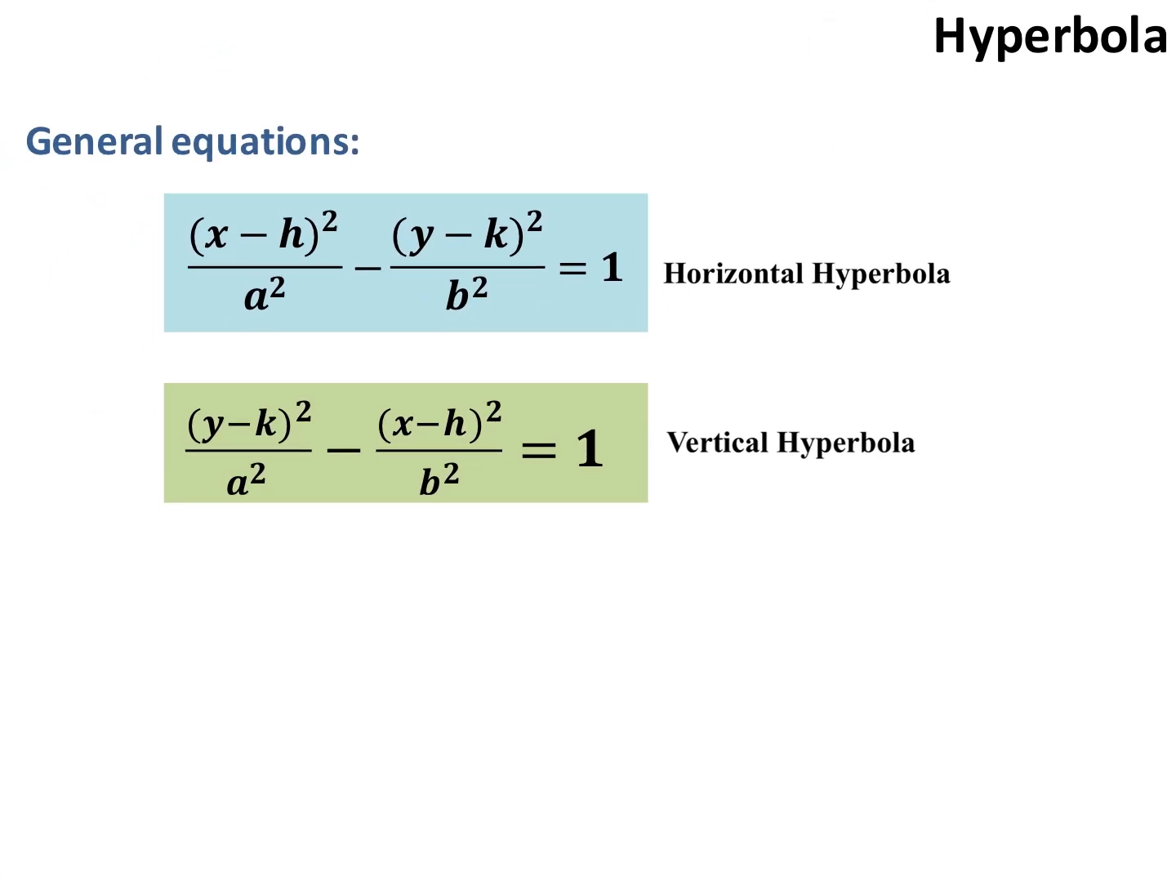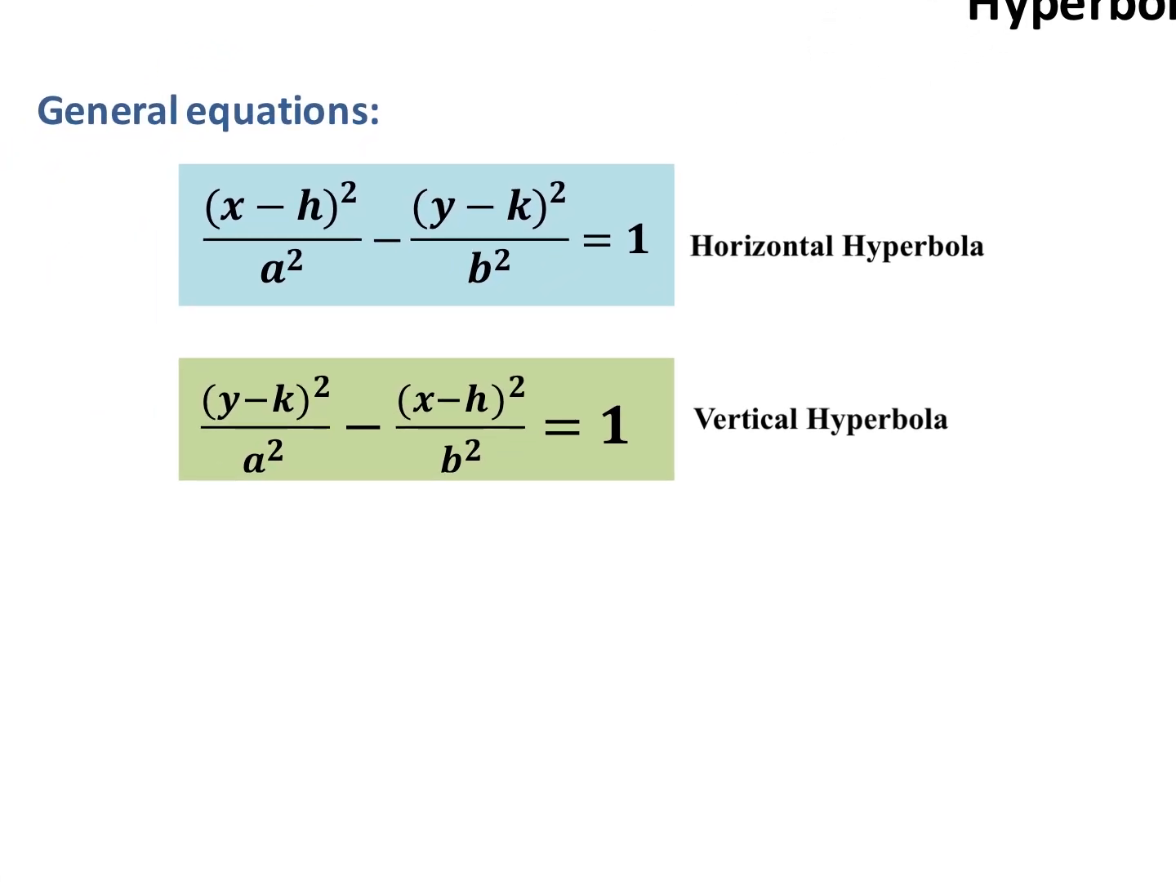There will be two hyperbola equations that we'll be looking at. The first one is your horizontal hyperbola, which is characterized by this equation: (x - h) squared over a squared minus (y - k) squared over b squared is equal to 1. While our vertical hyperbola is characterized by this equation: (y - k) squared over a squared minus (x - h) squared over b squared is equal to 1.